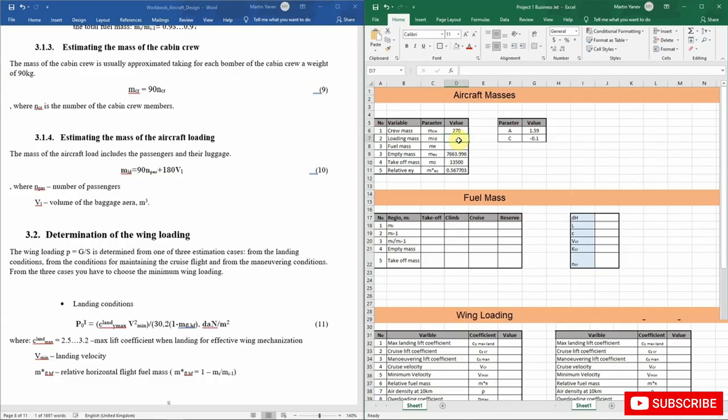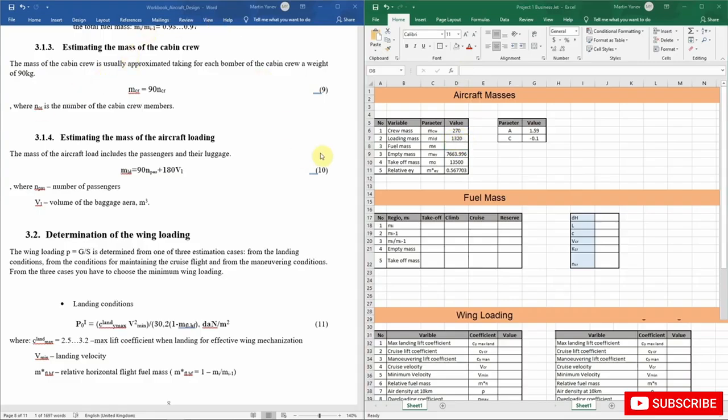Then for the passengers, I will assume that each passenger is about 90 kilograms. Then I will multiply that by the number of passengers, which is 12. I'll also add 30 kilograms for the baggage of each passenger, multiplied by the number of passengers, which is 12 again. Let me put the equal sign. And we're getting that the total loading mass is about 1320 kilograms.